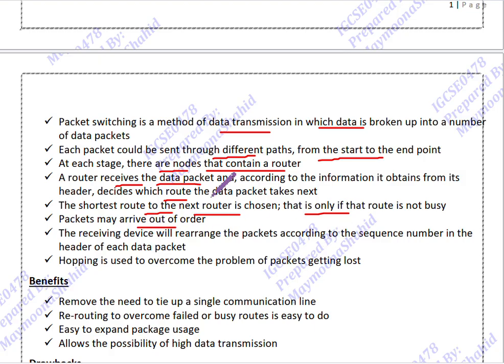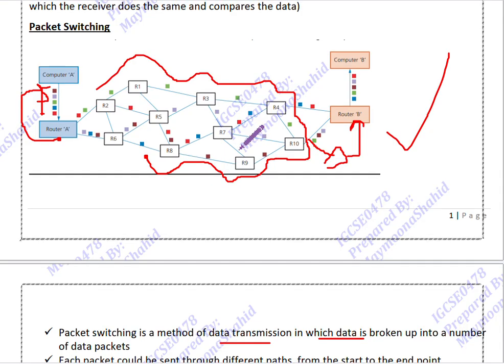Packets may arrive out of order. What does this mean? When you are forwarding data and it has been split into data packets, or datagrams, you can see here two data packets, and then the green ones forwarding as well. All the data packets are coming through different routers. So when they arrive at the final destination, or final router, there is a possibility that your router is waiting for all the data packets.